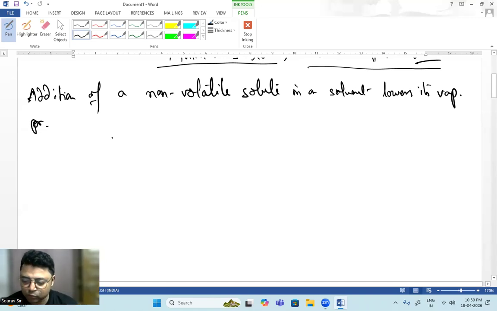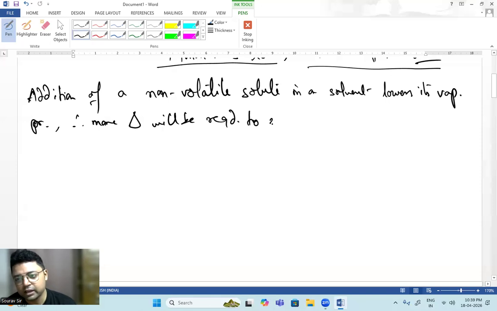Therefore more heat will be required to elevate the vapor pressure. So this is how you will increase the vapor pressure.